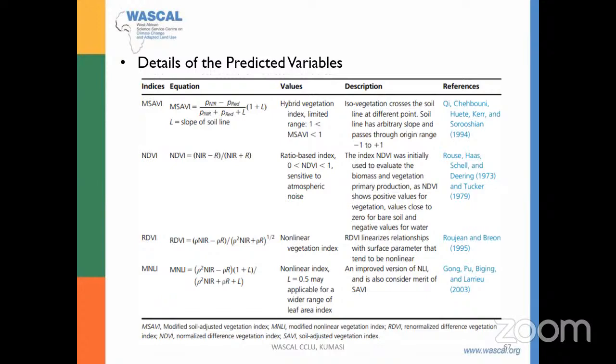So for the NDVI, we can have a ratio of the near infrared minus the red, divided by the near infrared plus red, which will give us an index. And this index ranges from 0 to 1, which speaks to particular characteristics of the vegetation type. And this is mostly used in estimation of biomass and vegetation production.